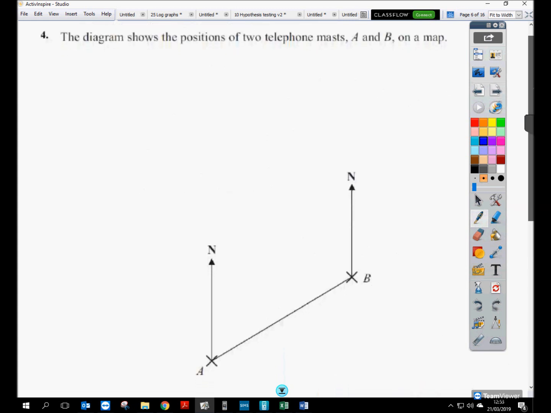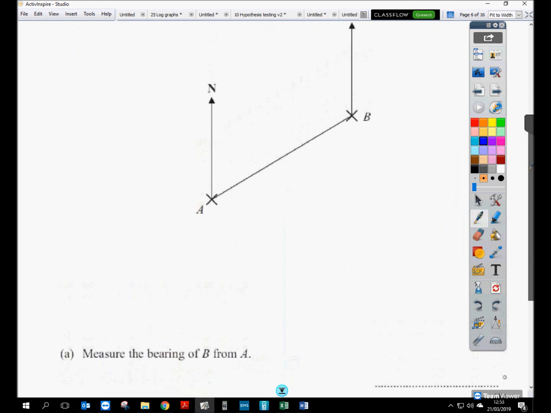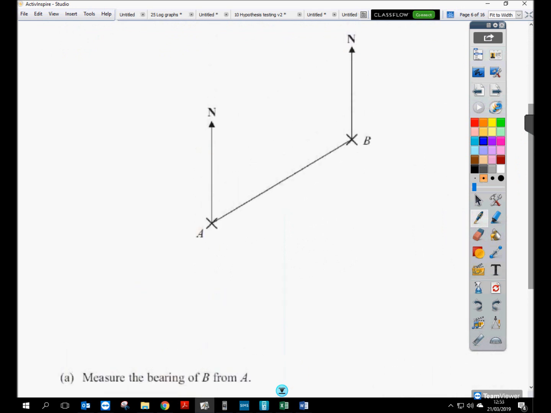The diagram shows the position of 2 telephone masts A and B. Measure the bearing of B from A. So when it says from A, that means you start at the north line at A, and you go in a clockwise direction to the letter that you're interested in. You always start from A, so in this case, from A. So from the north line, in a clockwise direction to the letter you're interested in.